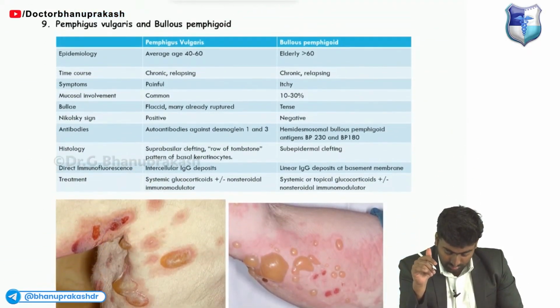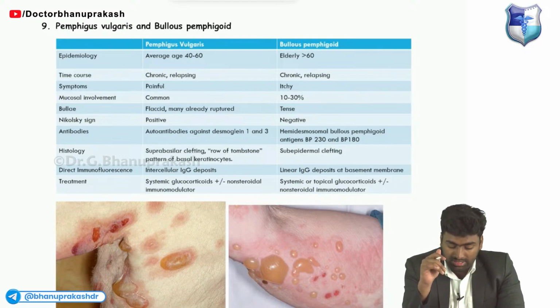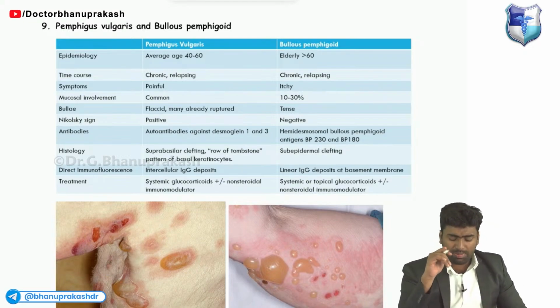Fine. Then we'll move on to the most important one, the Pemphigus group of disorders. You see about this Pemphigus group of disorders.